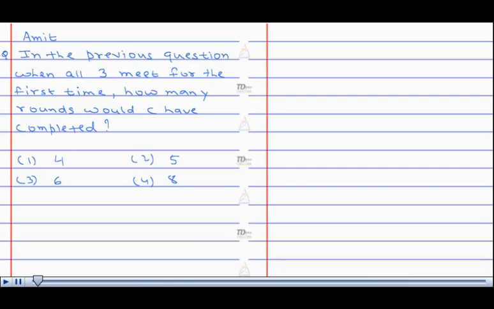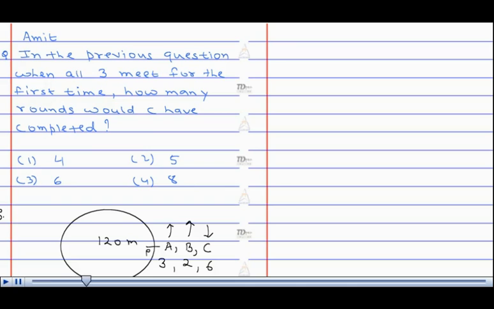The question is, in the previous question, when all three meet for the first time, how many rounds would C have completed? Solution. Let us draw a diagram first. P is a point from where the three persons start. Speeds are given as 3, 2 and 6 and the length of the track is 120 meters.